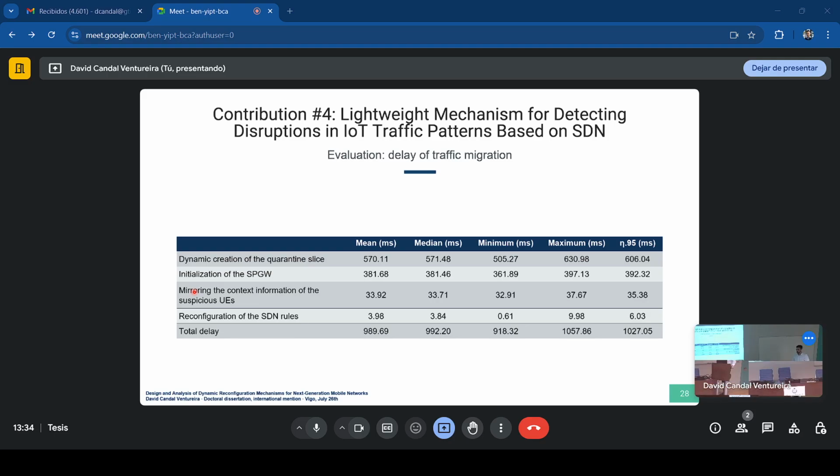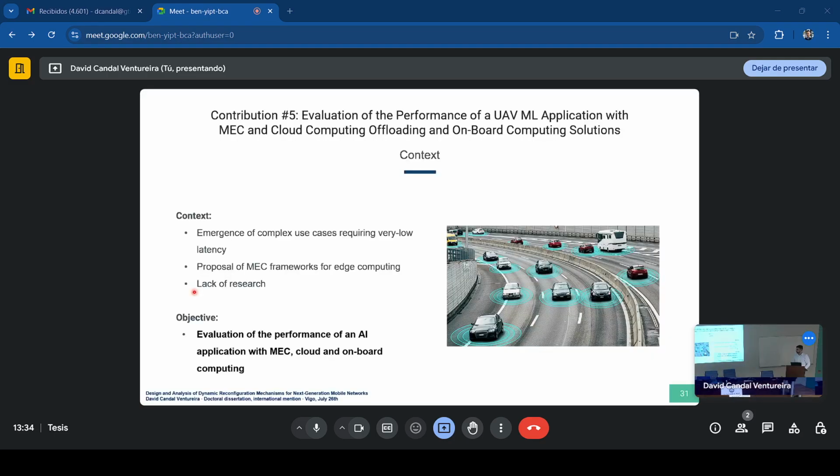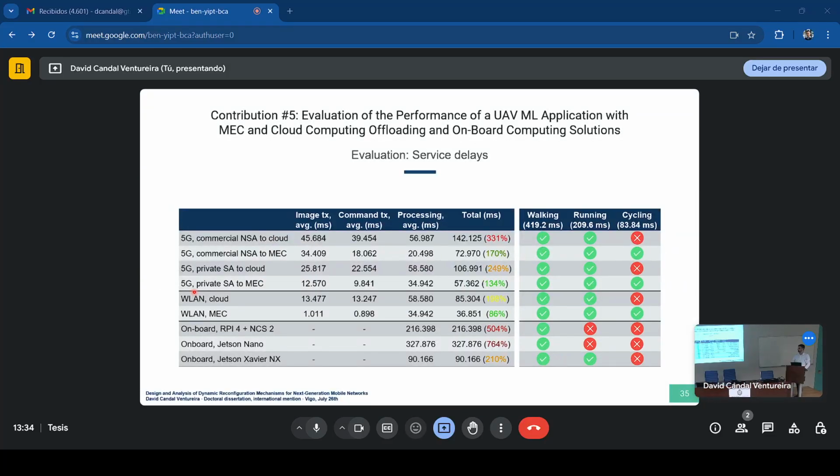Then a good question on chapter 7, slide 35. Okay, yeah, this is interesting. So this is just the offloading, the service delay for offloading traffic. It seems like all these solutions are quite good. They satisfy the requirements, especially the 5G private SA.